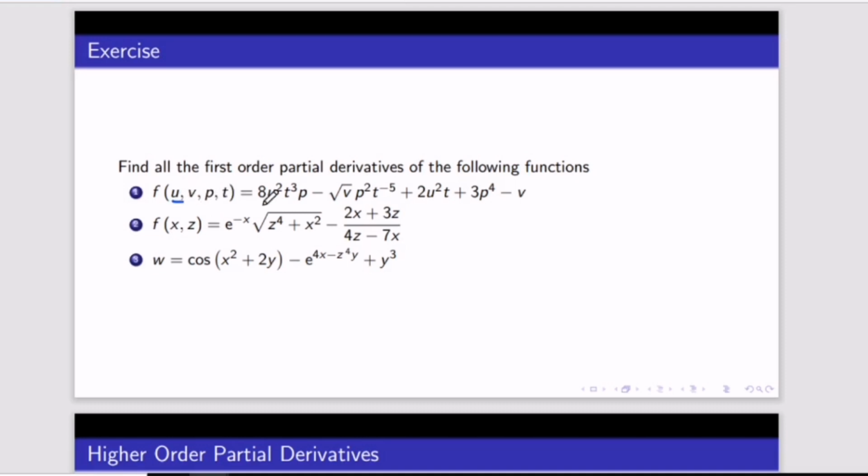Let's do that. With the u, you just check here. There's u here. That means that all these become what? Constants, because they are attached to what you are finding the derivative of. So you just bring this to multiply by the 4. So you're going to get 16u t cubed p minus. Here becomes 0 minus 0 because there's no u here. Then here we have a u, so you're going to get 4u t. That's all. So it's very simple. You can try your hands on this one.